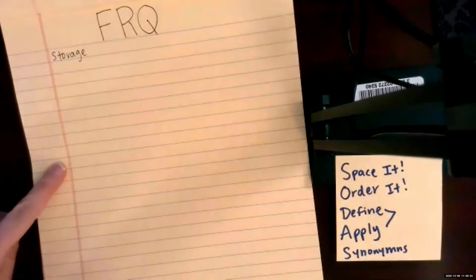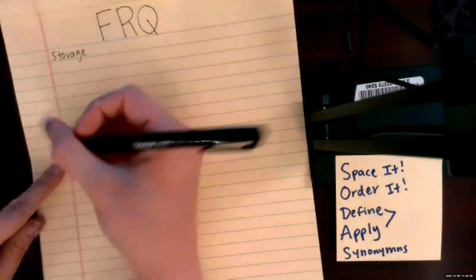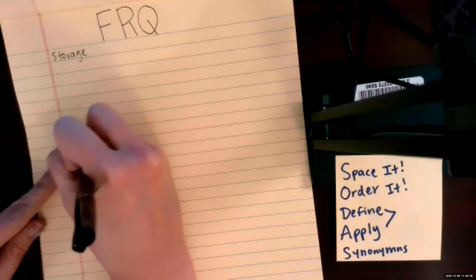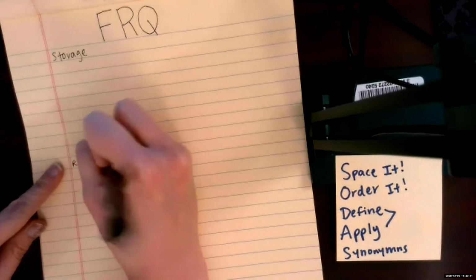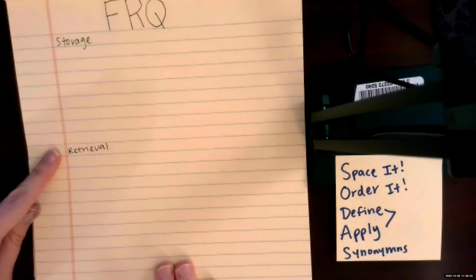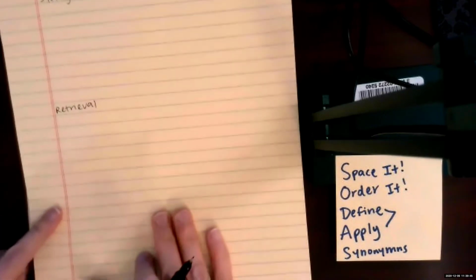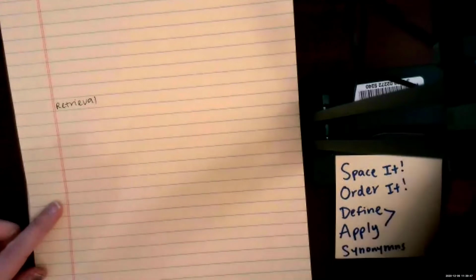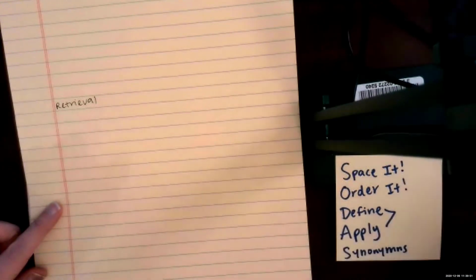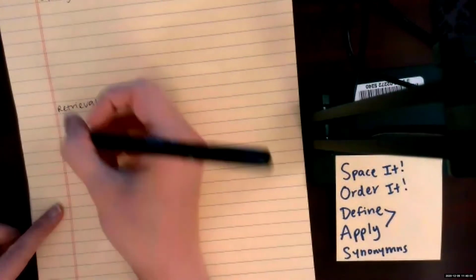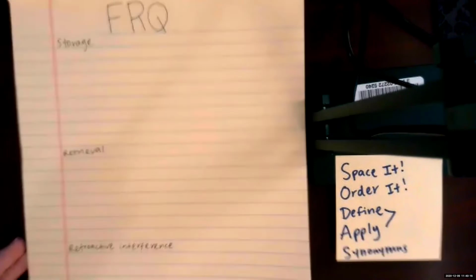What's our second term, Ava? Retrieval. Same thing, just write the word. Skip down a little ways further. All right, Camilla, what's our last word? Retroactive interference.